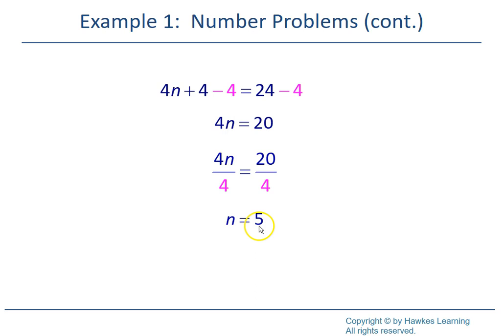n is the integer, but then you want the first integer as well. So you put the 5 where the n is. This will give you 15 plus 4 equals 19.